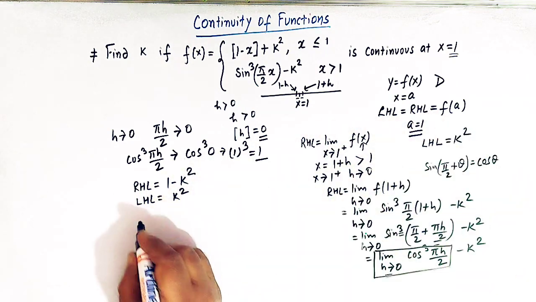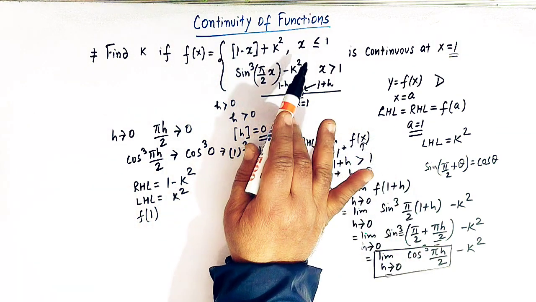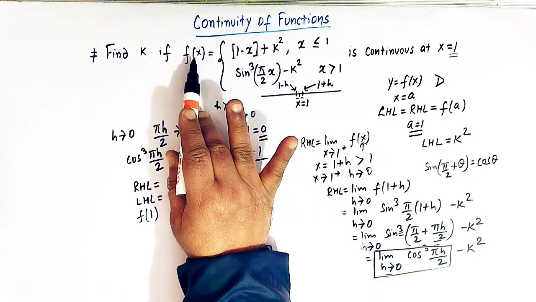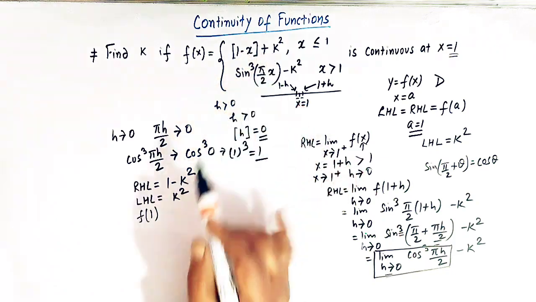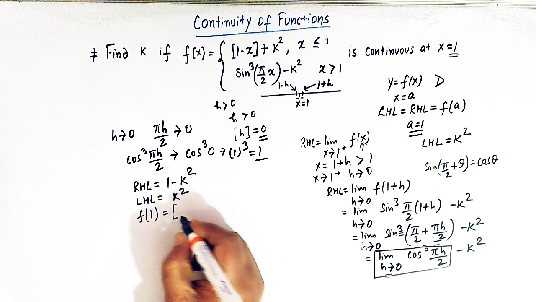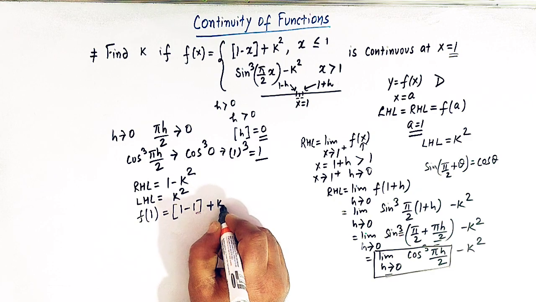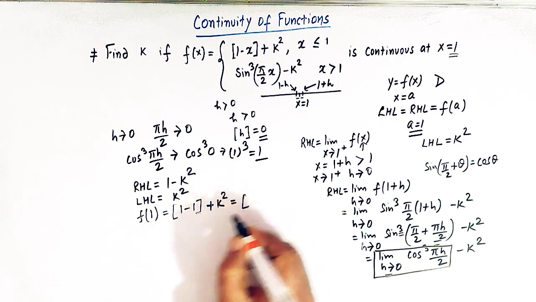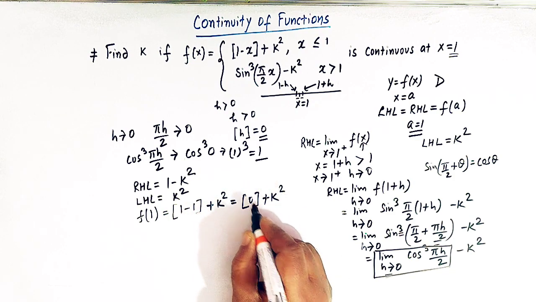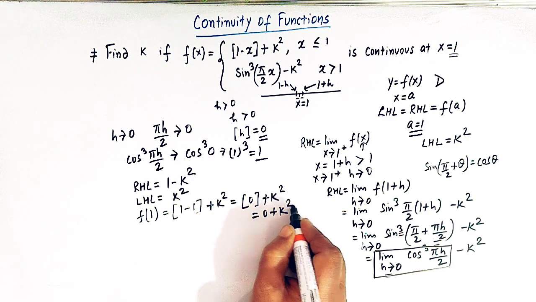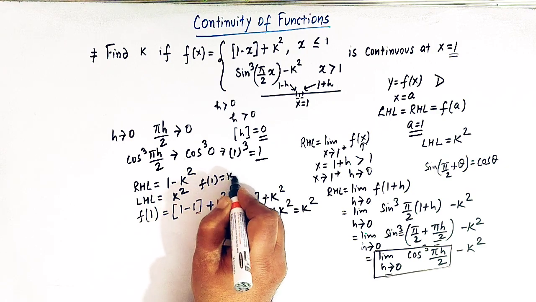Now let us find out the value of the function at x is equal to 1. So for x equal to 1, the function is defined like this, that is greatest integer of 1 minus x plus k square. So we have f of 1 is equal to greatest integer of 1 minus 1, taking x is equal to 1, and here we have k square. So now 1 minus 1 is 0, so greatest integer of 0 plus k square, and greatest integer of 0 is 0 plus k square, that is equal to k square, right? So f of 1 is equal to k square.